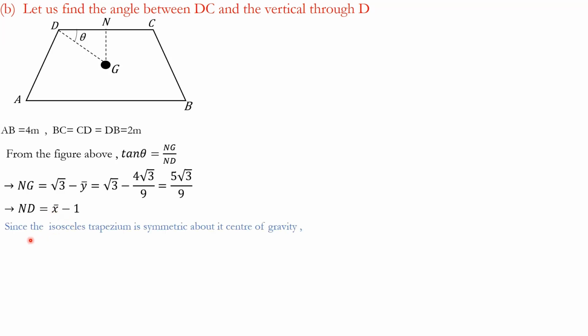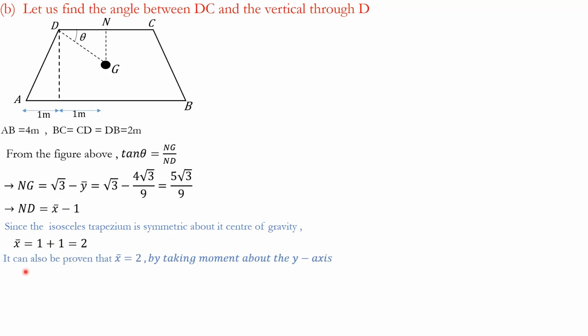Since the isosceles trapezium is symmetric about its center of gravity, it means this x bar is going to be equal to what? 1 plus this 1, which corresponds to the distance of the center of mass of the lamina from the y-axis. Very important. We are doing this because the isosceles trapezium is symmetric. If it was not the case, we would not have added 1 plus 1 to get this x bar to be equal to 2. But remember, as I said, we can still prove this.